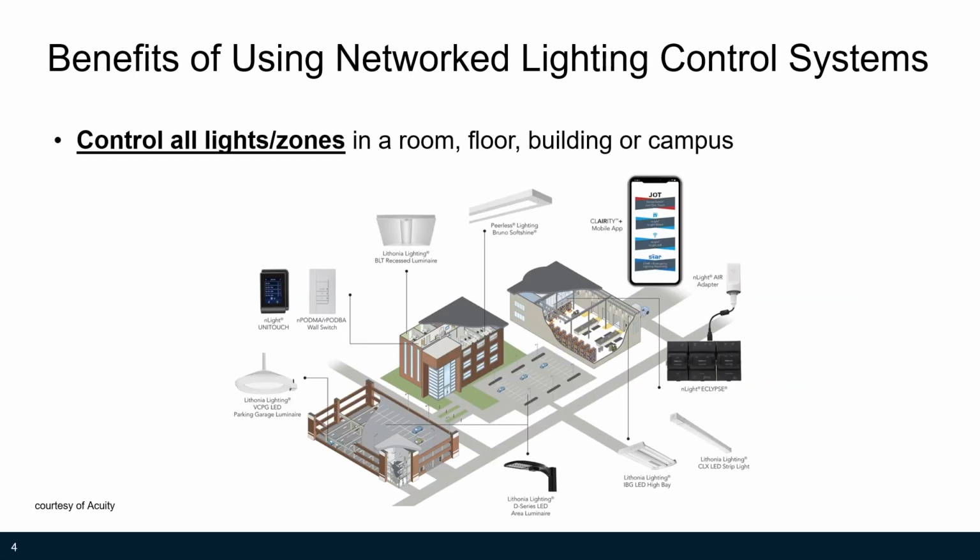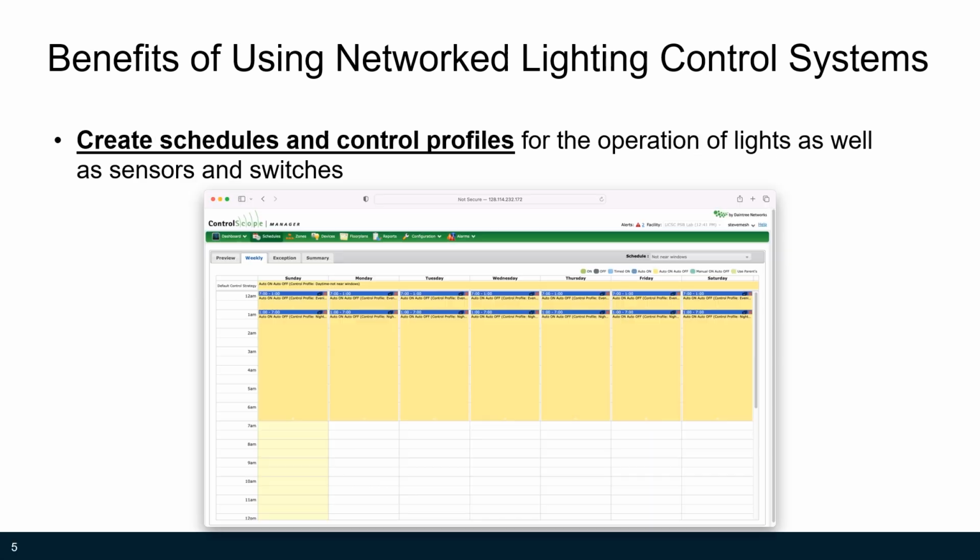One of the really big benefits of using a network lighting control system is that it can control all the lights and all the zones in any room, floor, building, or even campus. Another fantastic benefit of using a network system is that you can typically create schedules and sometimes even control profiles that predefine how lights and even control devices behave, and you can ask them to behave differently at different times of the day or different days of the week.